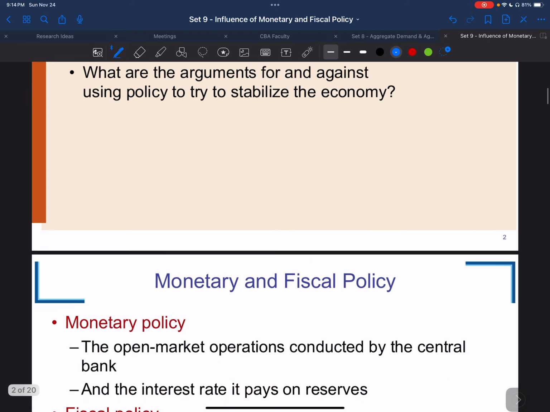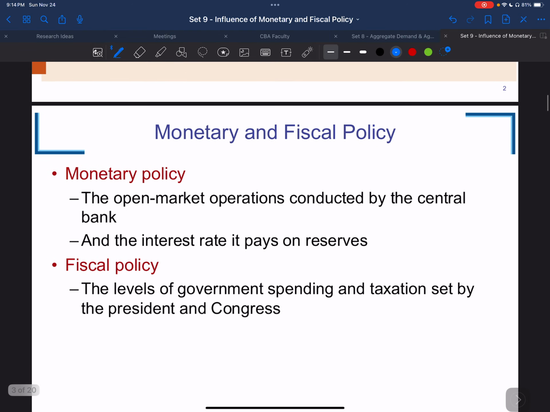Monetary policy is all the actions by the central bank. We actually talked about this earlier in the monetary system. The central bank, for example, the Federal Reserve in the US, conducts open market operations, adjusts reserve requirements, changes the interest rate on reserves, and sets the discount rate to control the money supply.